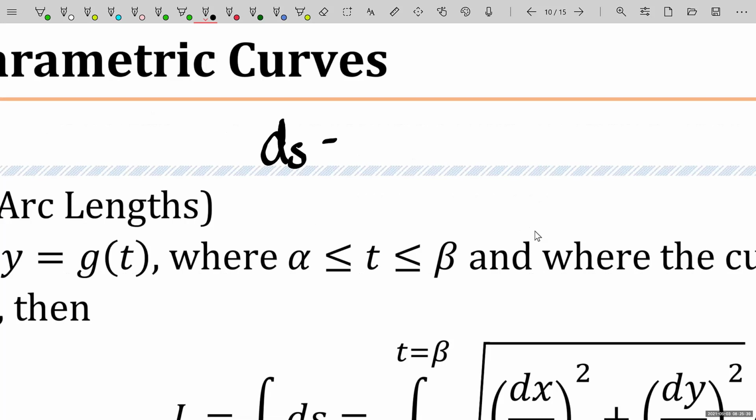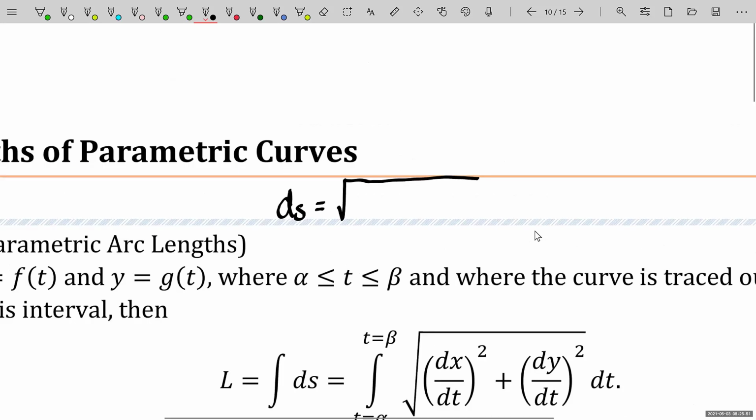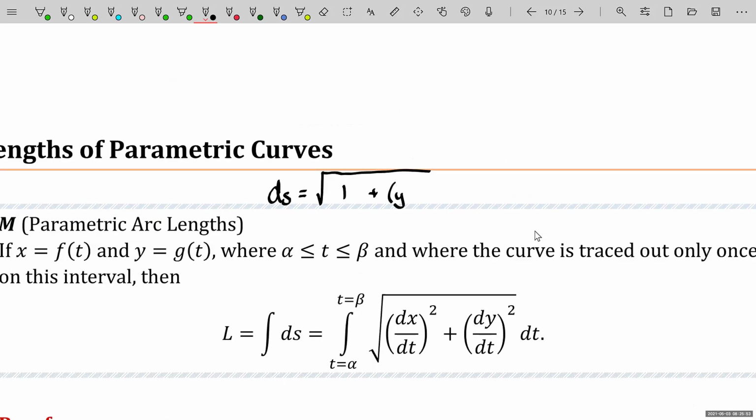And ds was defined to be, actually it was proven to be, maybe I should write it like this. Remember we did this: the integral of the square root of 1 plus y prime squared dx, or the square root of dx/dy squared plus 1 dy. However, remember what that was built upon.